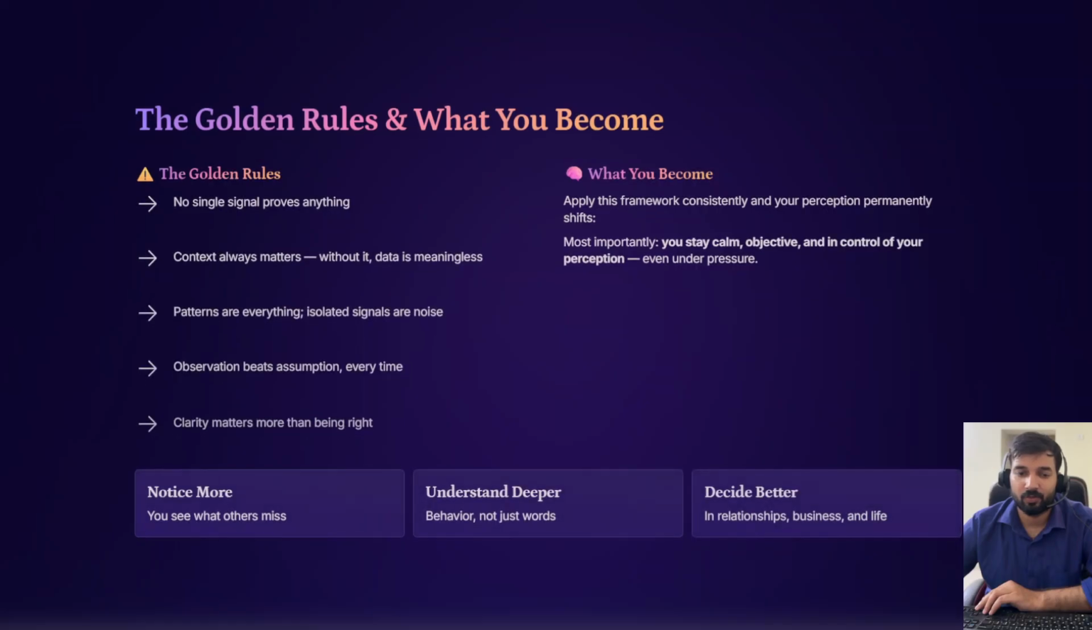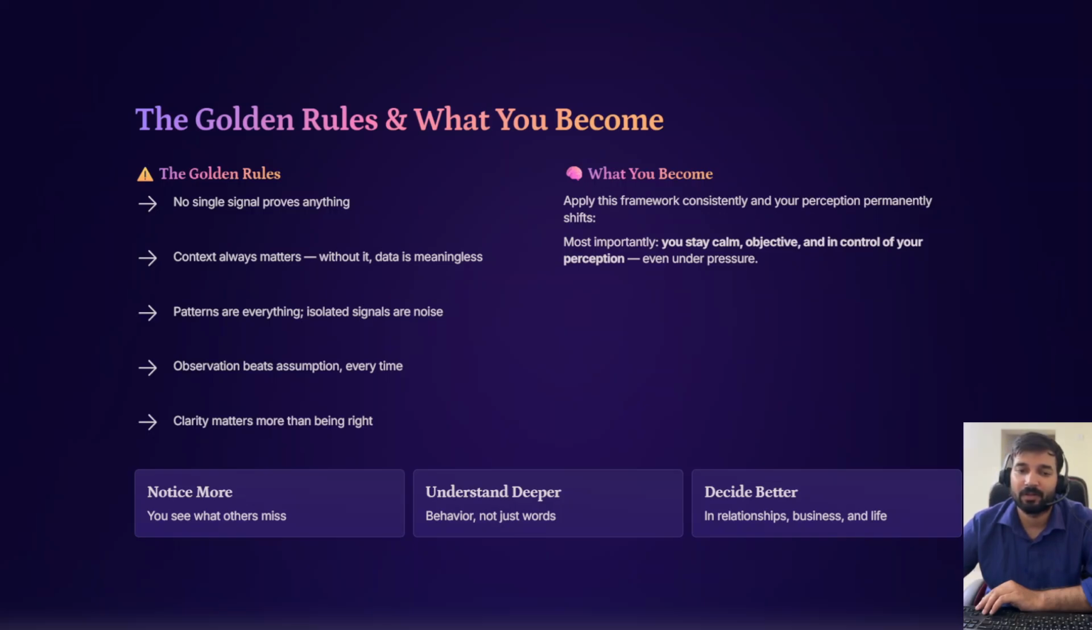Here are the golden rules. No single signal proves anything. Context always matters, and patterns are everything. Observation is more important than assumption, and clarity is greater than being right.